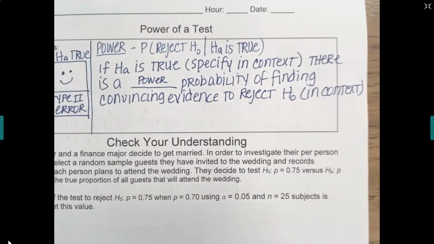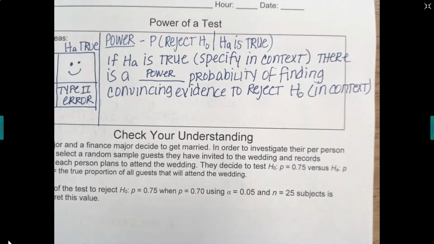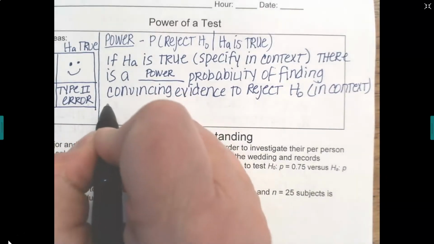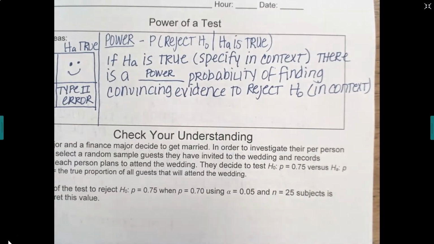Okay, so it's very similar to our other interpretations of these probability numbers. If your alternative is actually true, be very specific with your context. I just talk about the number. There is a whatever the power is probability of finding convincing evidence to reject the null. Okay, so type 1 and type 2 are opposite each other.